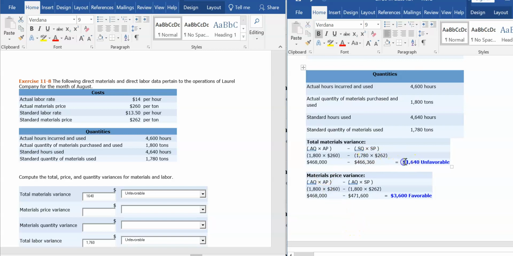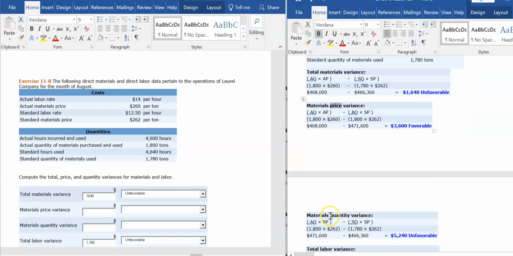Now that total variance is unfavorable, but we're not sure whether that's due to the fact that we paid more or less for the materials, or if we used more or less. So we're going to break that total material variance down into two parts: a materials price variance, to figure out how much of that variance is due to price, and a quantity variance, to determine how much of that total variance is due to how much material we used.